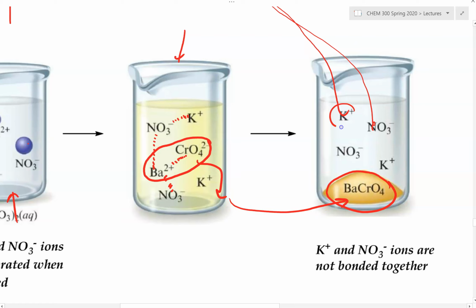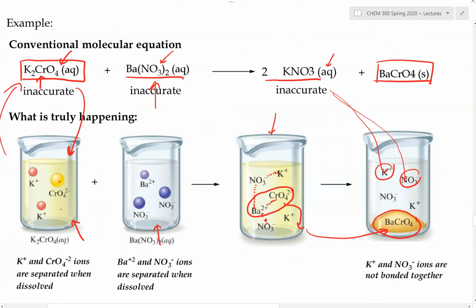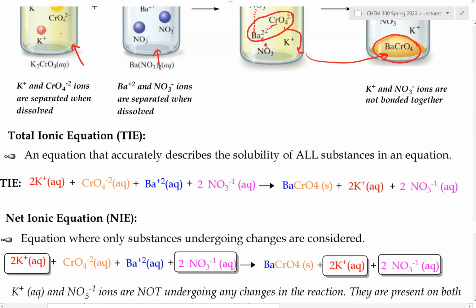Now, the potassium and the nitrate would still be floating around in solution as individual ions. So that is what happened in this reaction right here. And clearly, the conventional chemical equation that we have seen above doesn't really describe all of this detail. But all of this detail can be described in another type of equation that we call the total ionic equation. So the TIE, total ionic equation.